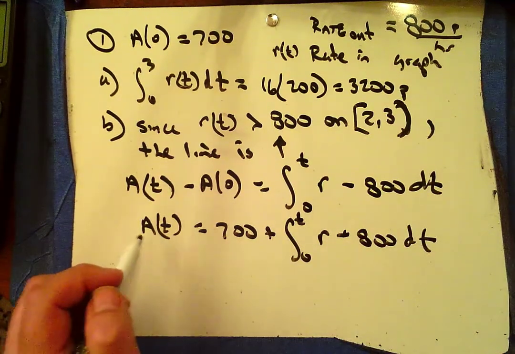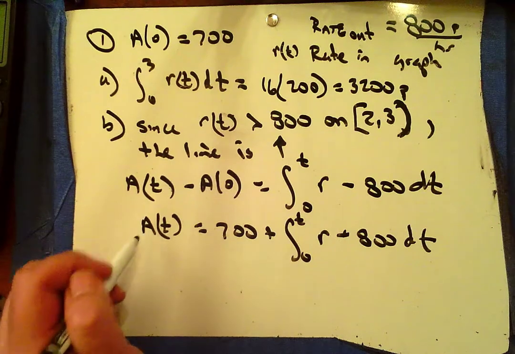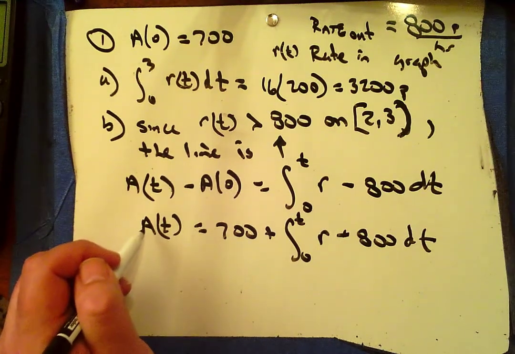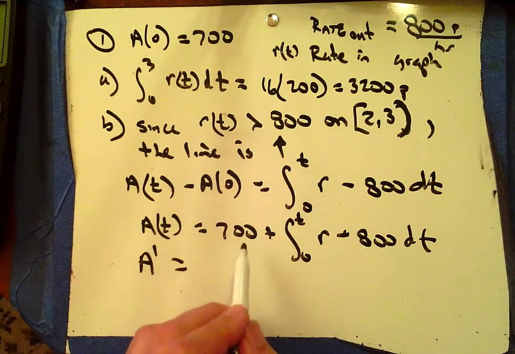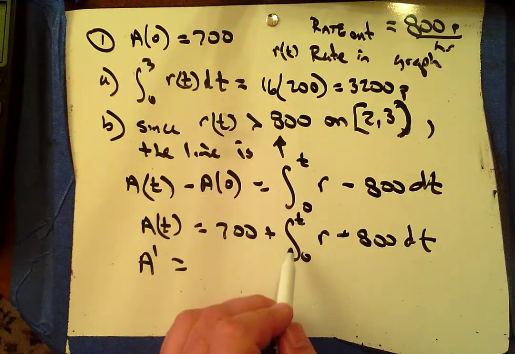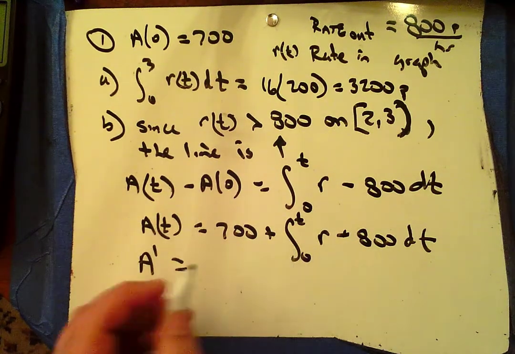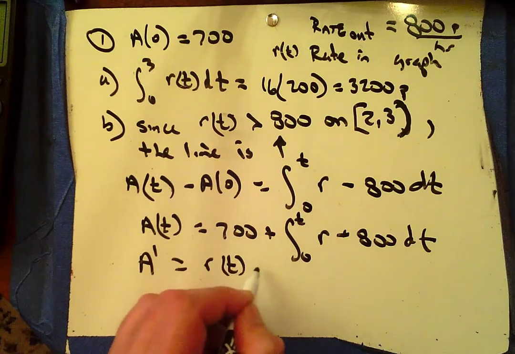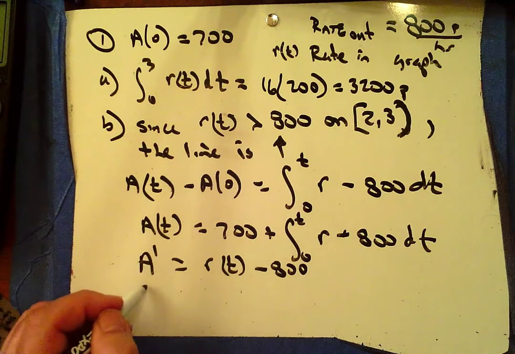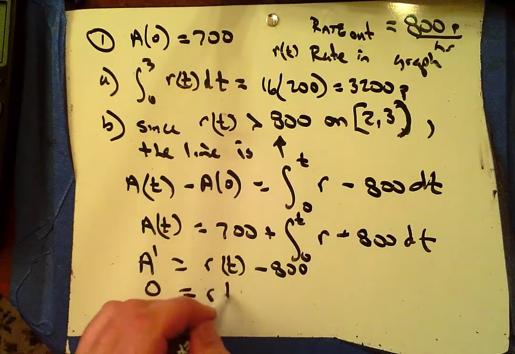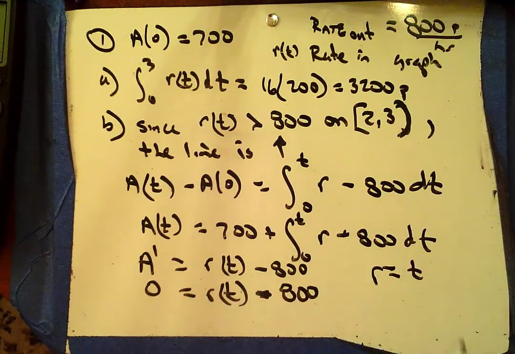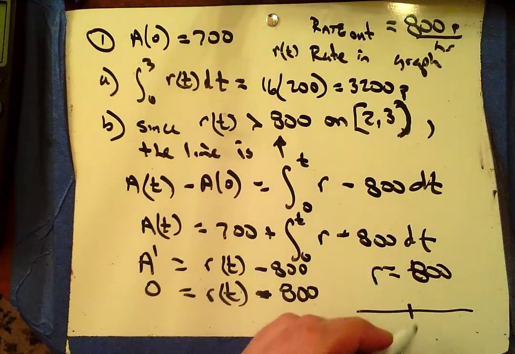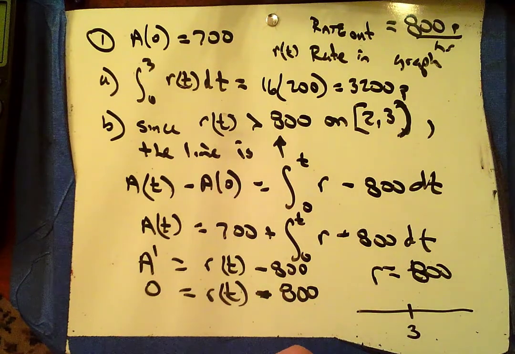Now, I want to know, is a, the amount of people in line, increasing or decreasing? So I want to look at a prime. That means I need to take the derivative of this. The derivative of 700 is 0. The derivative of this integral, thanks to FTC1, is just going to be r minus 800. And if I want to know when a prime equals 0, that's the same as when is r equal to 800. So I would get a critical point when r is equal to 800. We see that's at 3 according to the graph.